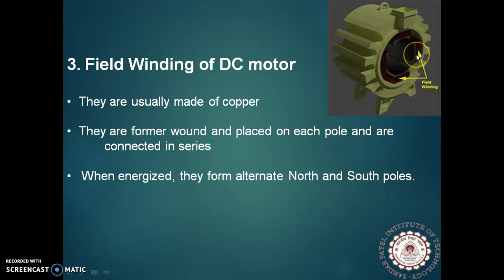Field winding of DC motor. They are usually made of copper. They are former wound and placed on each pole and are connected in series. When energized, they form alternate north and south poles.